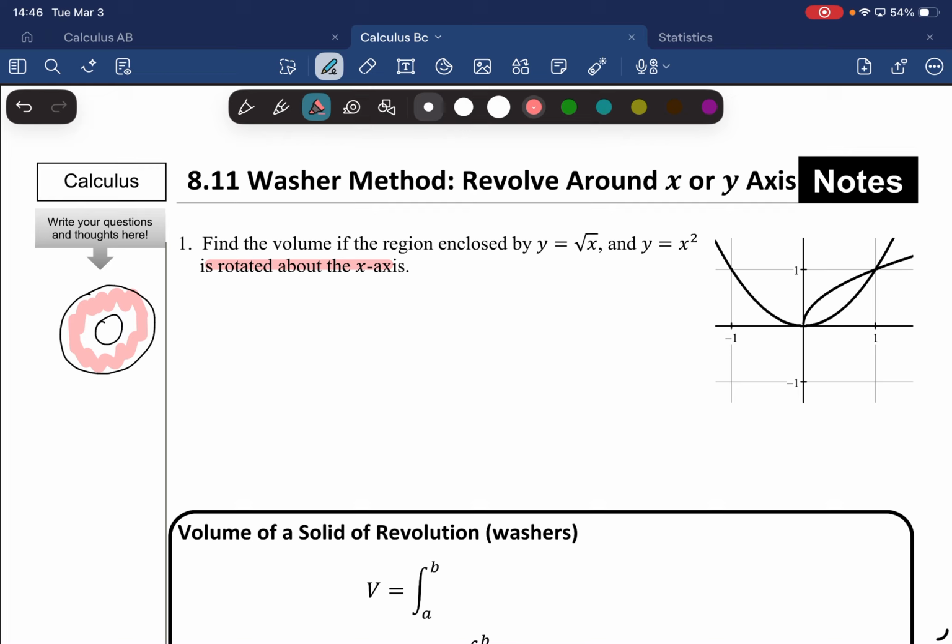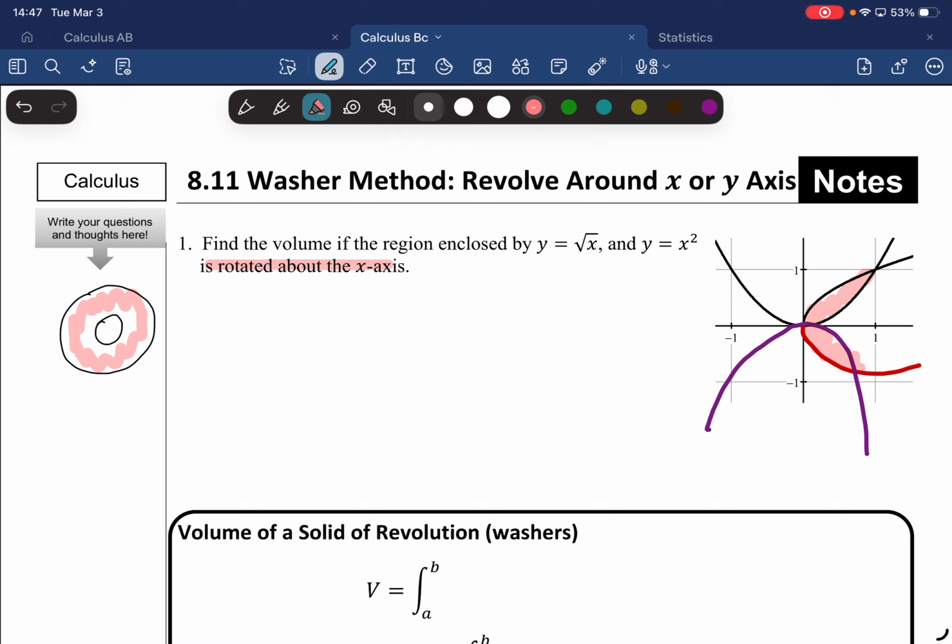So the very first thing we need to do is draw the mirror image of the function across the x-axis. So for example, this square root of x is going to be mirrored this way, and then the x squared is going to be mirrored in the other direction. So we took this original area between these two functions and mirrored that area on the other side of the x-axis between those two functions.